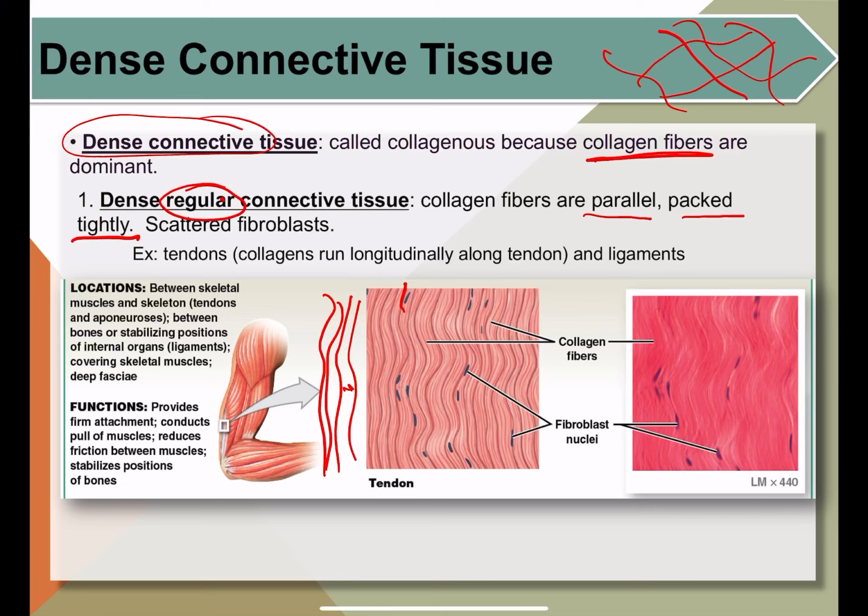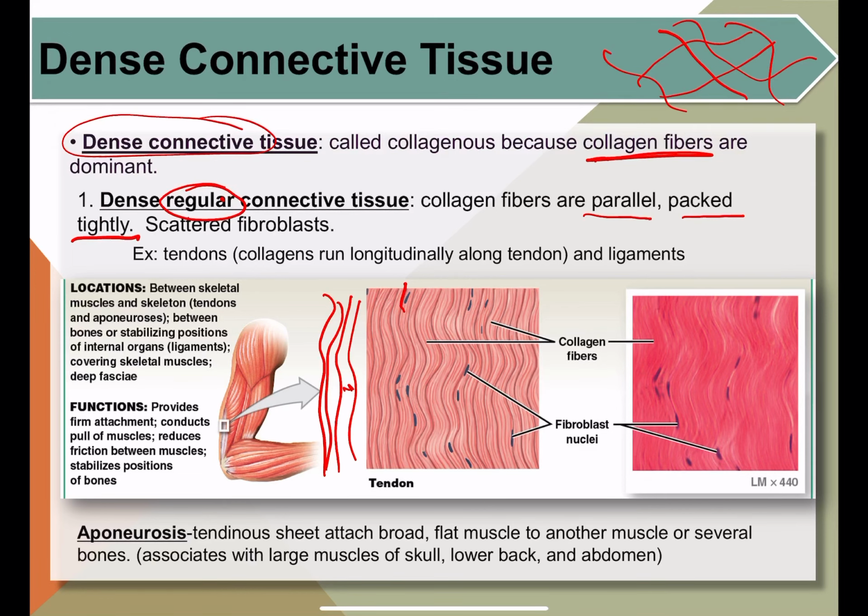Okay, so examples of the dense regular connective tissues are tendons and ligaments. Tendons are those, like I was talking about, that attach muscles to bones, and ligaments are those that connect bone to bone, okay, within a joint, for example. So remember, leggy, bone, okay, ligaments, bone to bone.